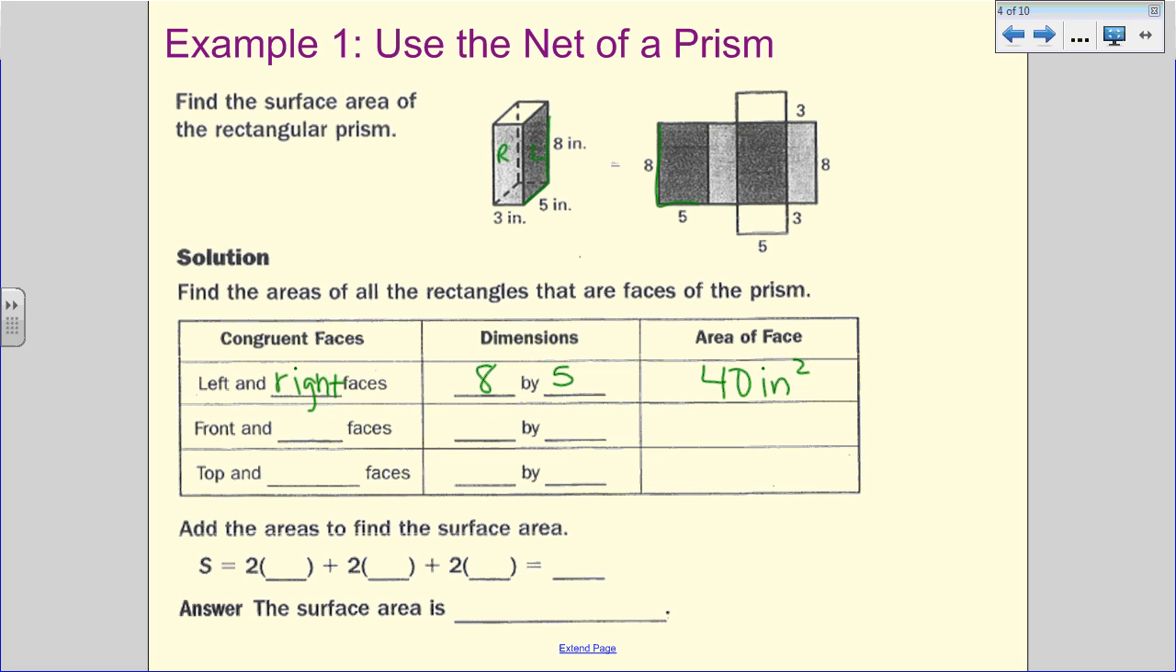We're then going to look at the front and the back of the object. Those are congruent faces. And so the front is 3 by 8, which means the back is too, so that's 24 inches squared. And then we have the top and the bottom.